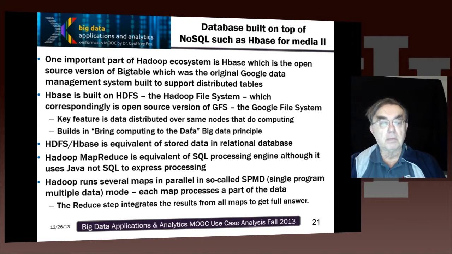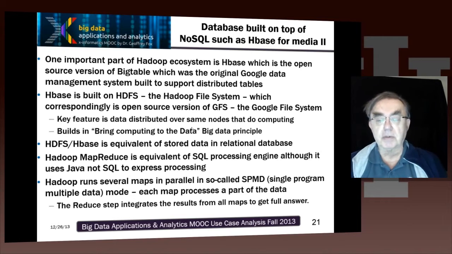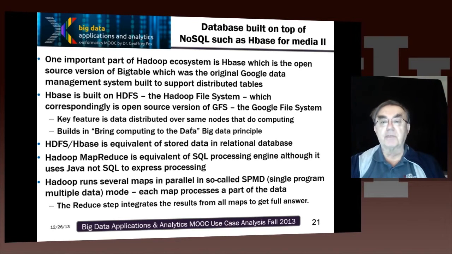If you look at the so-called Hadoop project, one part of its ecosystem is HBase, which is an open source version of Bigtable, the original Google data management system built to support a sophisticated set of highly flexible distributed tables. This is no miracle. Tables are structures familiar from spreadsheets, and their value is obvious. In fact, relational databases are built around tables. But in the case of HBase, these tables are intrinsically distributed and designed to be highly efficient when run in parallel.